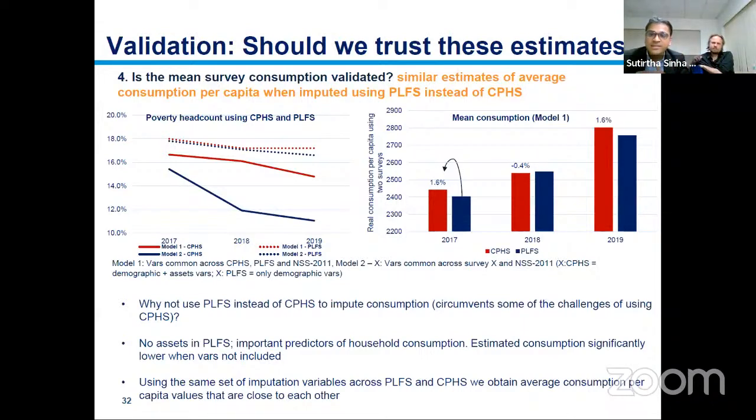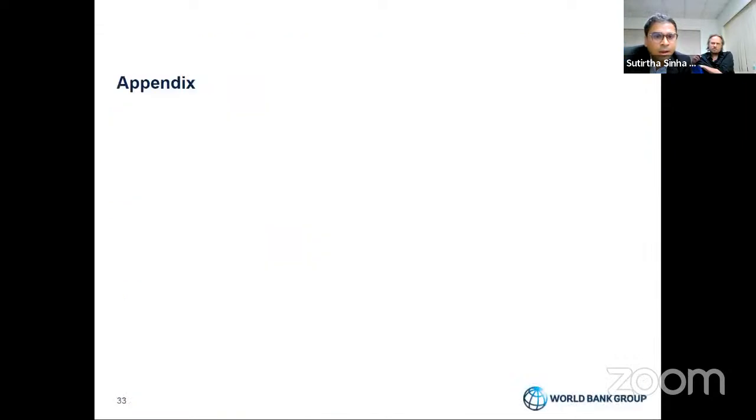And then on the right-hand side, we're looking at mean consumption. If we use PLFS instead of CPHS, we would have about 1.5% difference between the mean consumption from the two approaches. So again, this goes to say that the mean consumption produced by our approaches lines up with what we would expect from some of these other data sources. So we can pause here. Back to Mahesh or back to Anup.